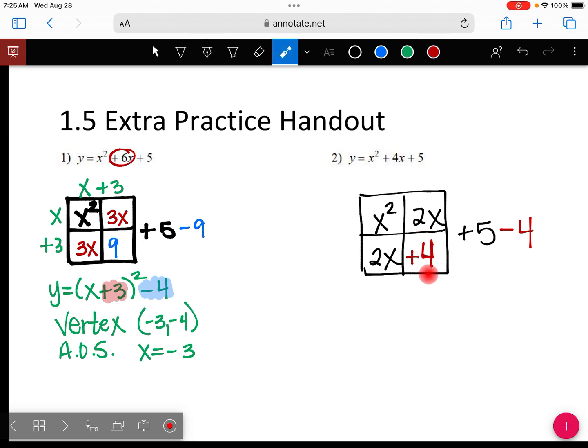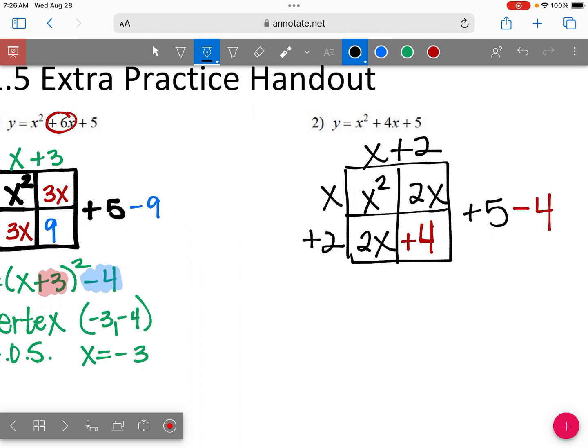This box is always going to be a positive number. Because anytime you multiply 2 numbers that are the same, it's positive. A positive times a positive will give you a positive. And if it were -2 and a -2, it would still be positive. So we take out our GCFs, which is x plus 2, x plus 2. So y equals x plus 2 squared plus 1.